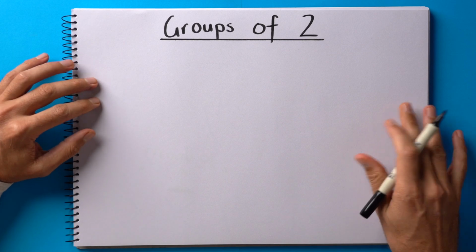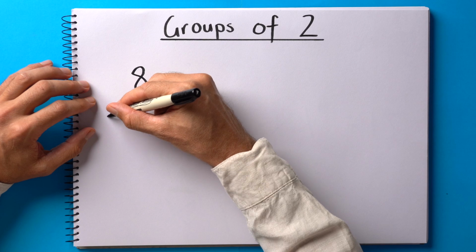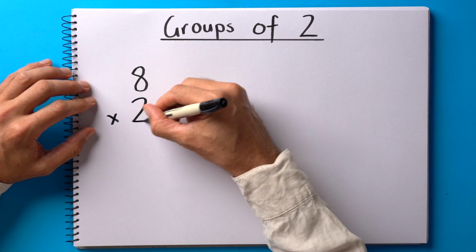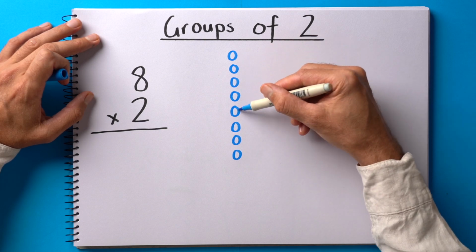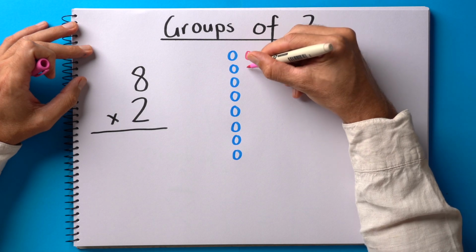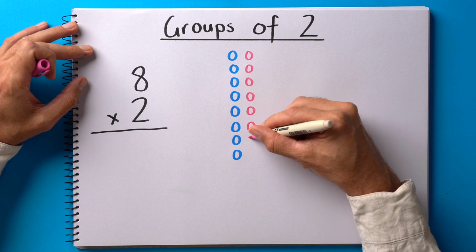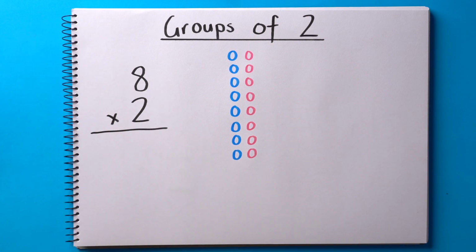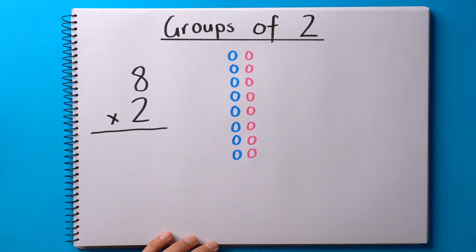In this video, we're going to be having a look at a strategy that we can use anytime when we've got groups of 2. To show you how we can multiply by 2, I'm going to choose the number 8. Here I've drawn 8 groups of 1. 1, 2, 3, 4, 5, 6, 7, 8. And 8 groups of 2 will look like this. One group of 2, 2 groups of 2, 3, 4, 5, 6, 7, 8 groups of 2.